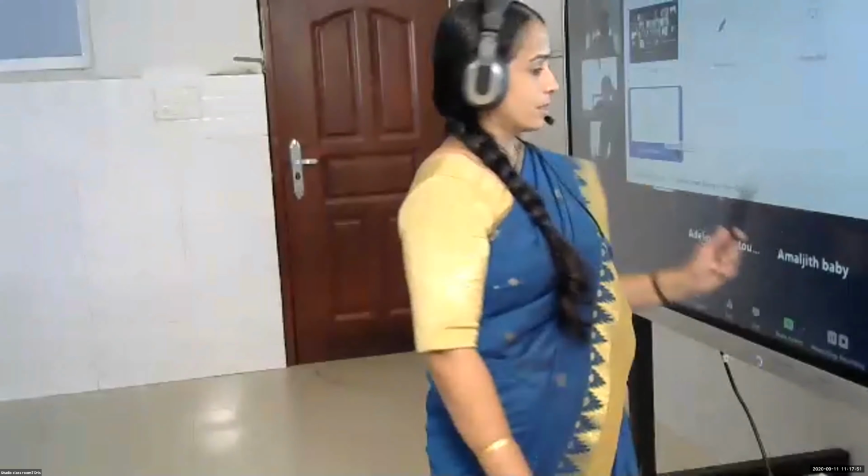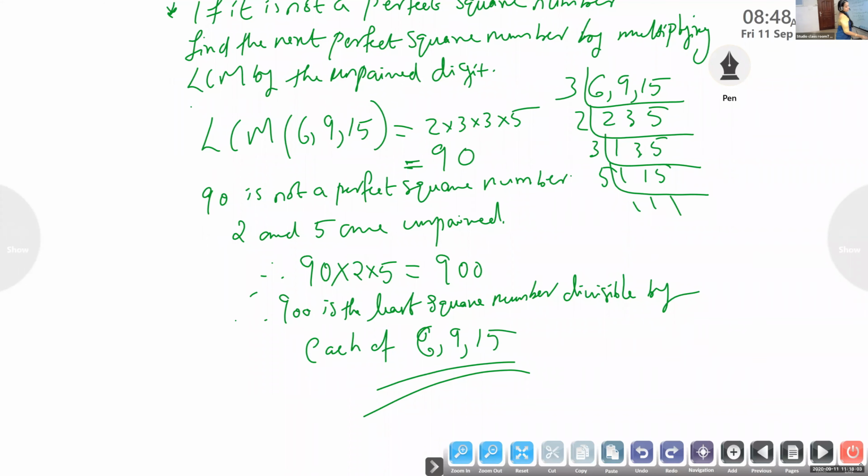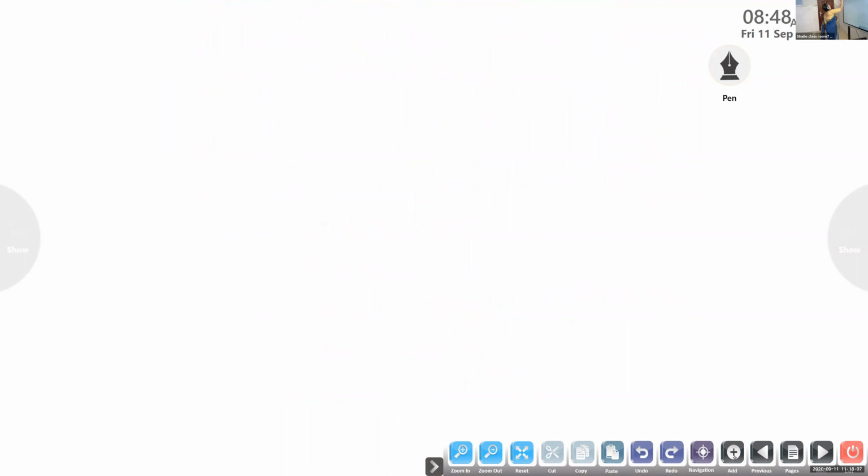Find the smallest square number which is divisible by each of 4, 9, 10. Suryadev, did you understand the first problem? Okay, do the second one. The numbers are 4, 9, 10.